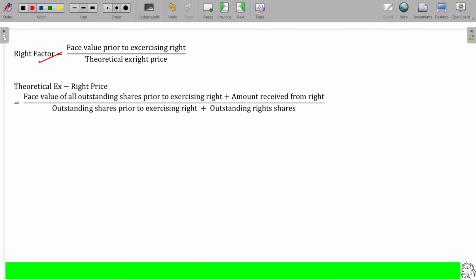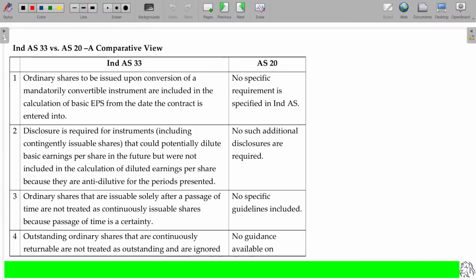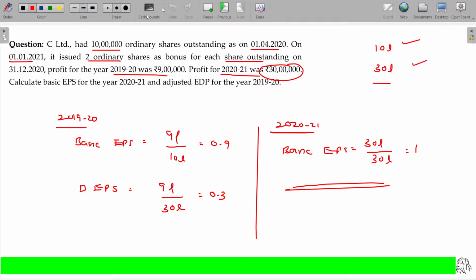For the calculation of the right factor also, I have given the formula here. Anyhow you can understand without the formula also easily. The logic is okay. That's all. The rest of the things are very simple, the theory only. That's all about Ind AS 33, especially for the calculation of EPS.